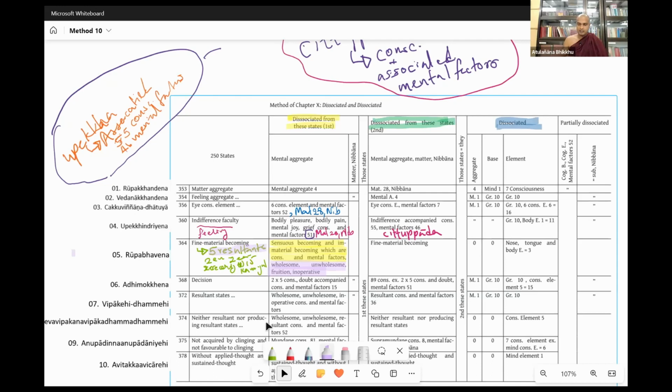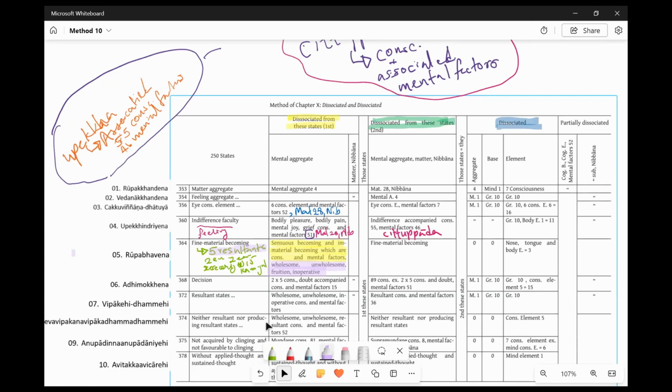Okay, there's a question by Mr. JJ. Vandami Bante, Theravasana Bante. Bante, may I clarify here, because under fine material becoming, other than the fine material resultant, there are also Kama Vachara Vipaka Chitta. So when we come to the dissociated states, the first group, when we have sensuous becoming, that means Kama Bhava, so there will be an overlap.